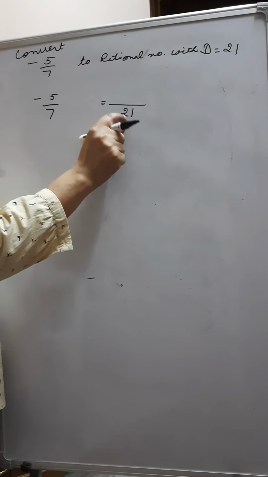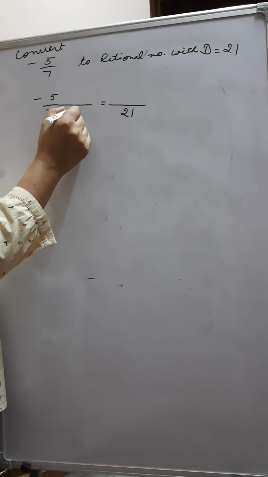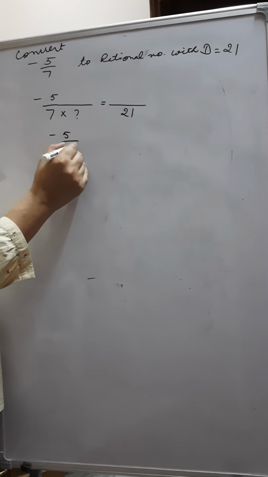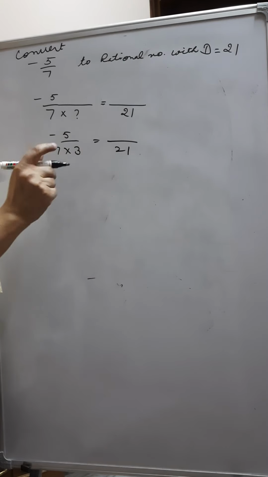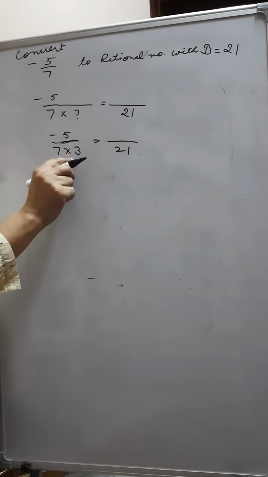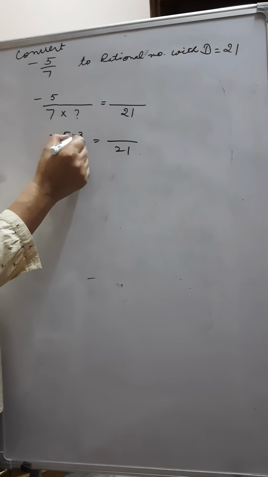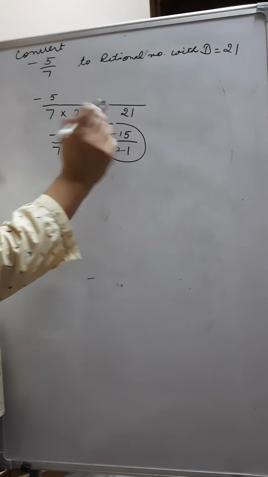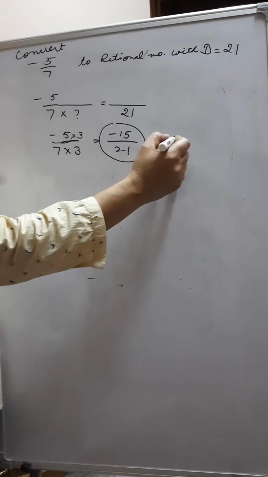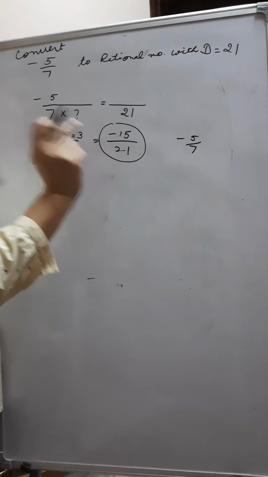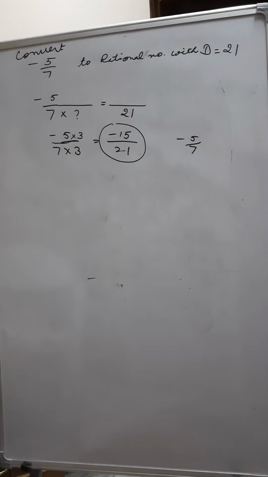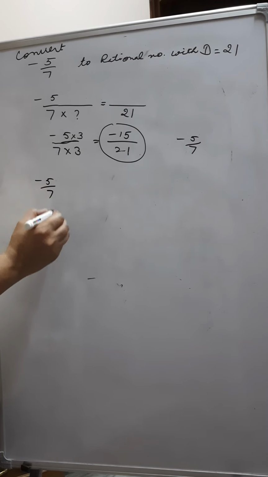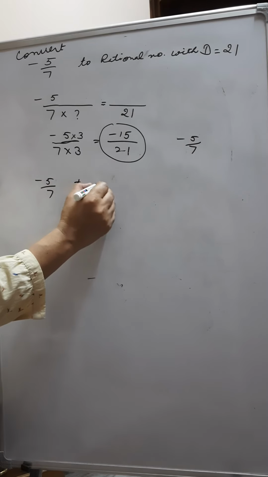So 7 is multiplied by which number to get 21? 7 is multiplied by 3 to get 21. If the denominator is multiplied by some number, it is compulsory to multiply the numerator also, and you will get minus 15. Minus 15 over 21 is the equivalent fraction of minus 5 over 7 with the denominator 21. Followed? The same is the case if you are given the numerator. Let us suppose minus 5 over 7, convert minus 5 over 7 to a rational number.